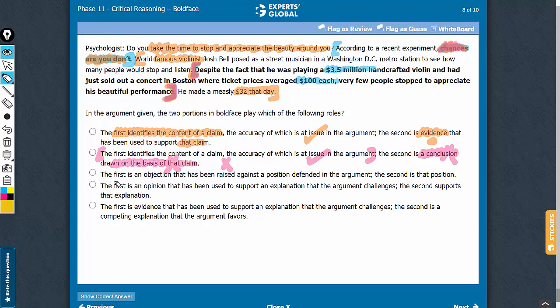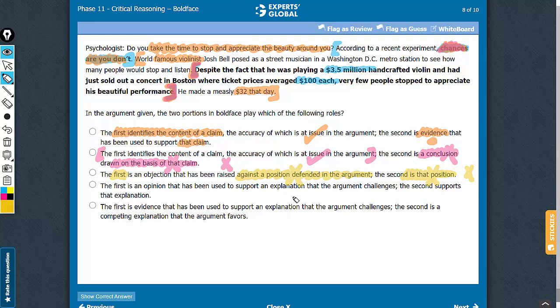Look at answer choice C. No, the first is not something which is against the position being defended in the argument. So this part is not correct. And no, second is not the position being defended. The second is simply an example and evidence. So a lot wrong with answer choice C. This is not going to be correct.